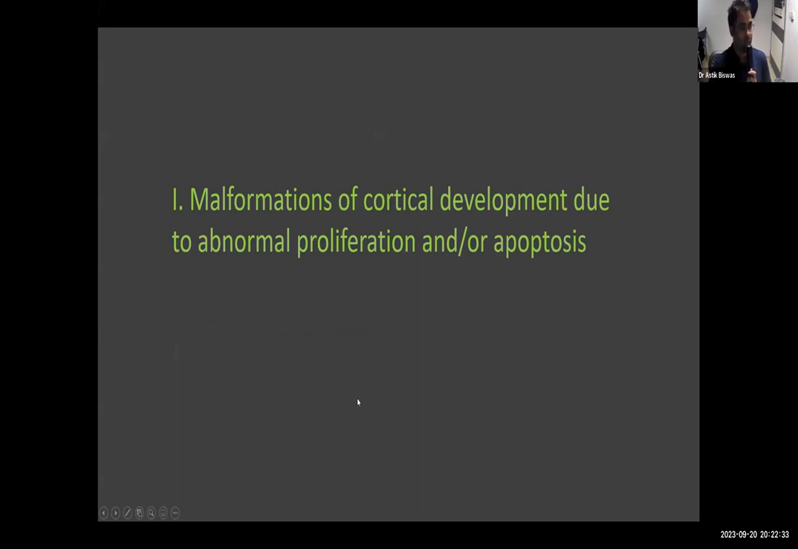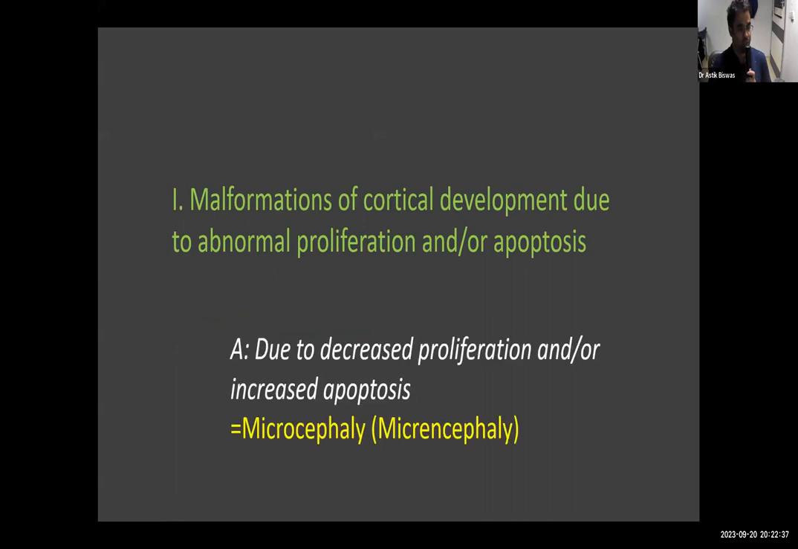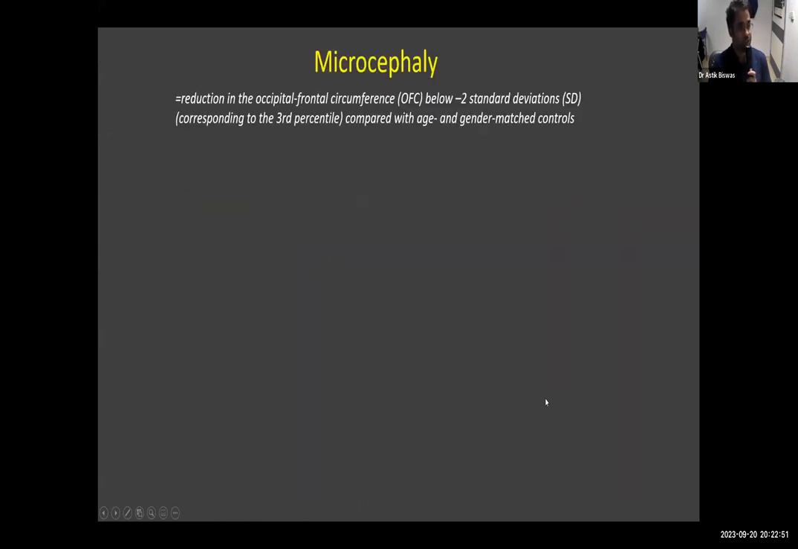So let's begin by looking at malformations due to abnormal proliferation or apoptosis, starting off with decreased proliferation and/or increased apoptosis. So that is a small brain. Microcephaly is defined as a reduction in the occipitofrontal circumference below 2 standard deviations compared with age and gender matched controls.